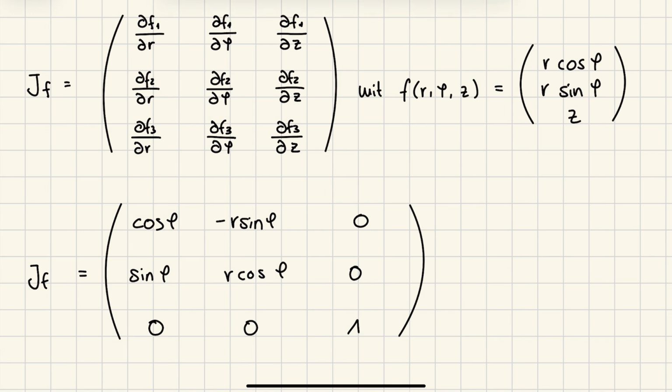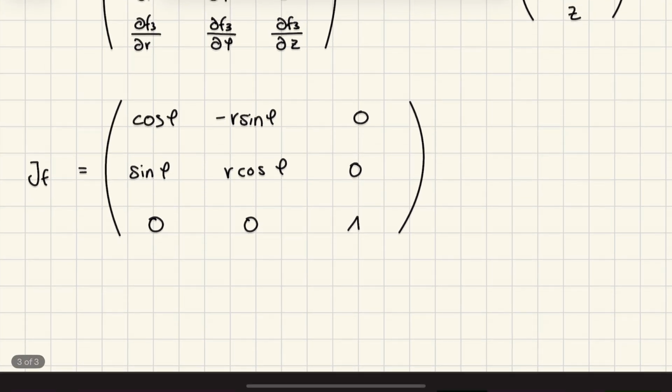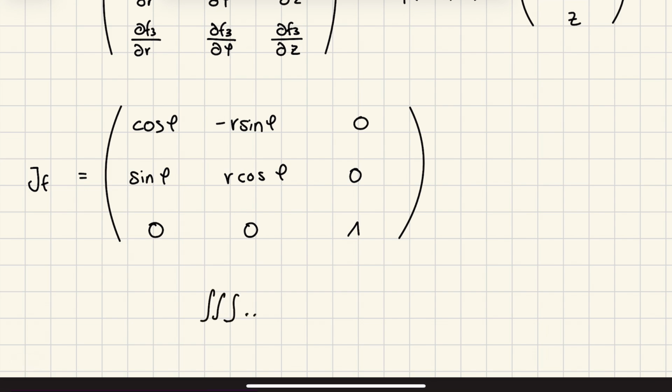Now you may be asking yourself, what the heck do we even need this for? And the main use for this is transforming volume integrals. So suppose we have a triple integral in Cartesian coordinates. That integral is going to use the differentials dx, dy, dz. Each of those is a tiny, tiny length, so length times length times length gives a tiny, tiny volume.